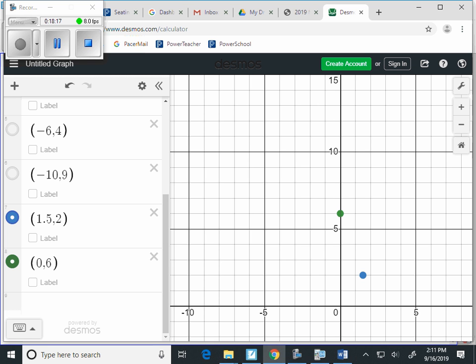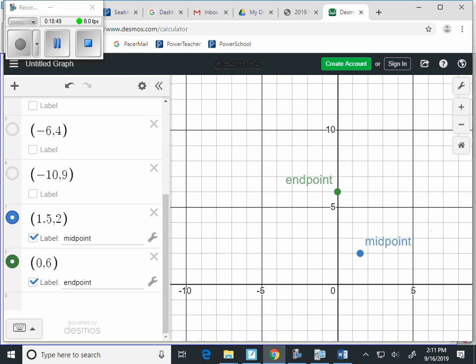And I don't know if you've used this. I have not used this, but I'm going to go over here and I'm going to click label. And then I'm going to type in what it is. Midpoint. And it pops right up. I thought that was kind of cool. And then down here on this one, I'm going to label 0, 6 the endpoint. So we've got that one now. And what we want to do is figure out, well, what's the other endpoint? And we've got it labeled.